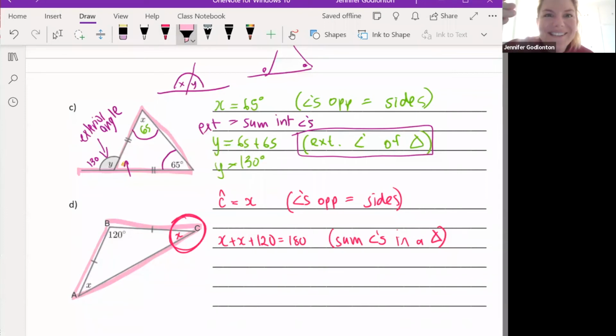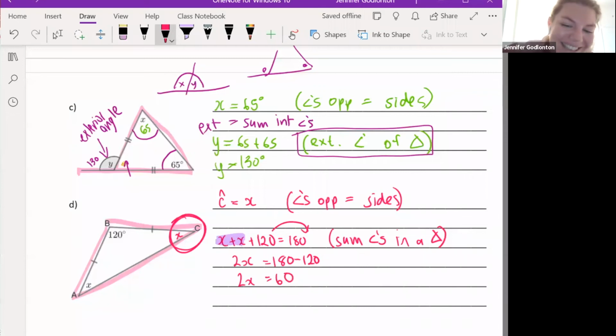You are just determined to get this 30 in there, but we have to take it slow. We have to do this in stages. We first have to add these x's, and then we want to move that 120 to the side. So those x's together will give us 2x, and then that's 180 minus 120 on that side. So we definitely are going to get to your 30. We have to follow a process.